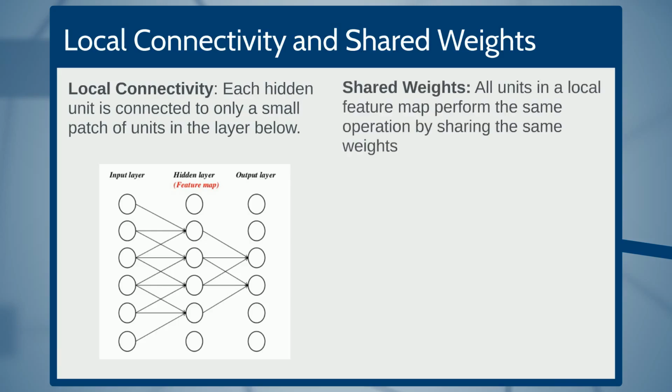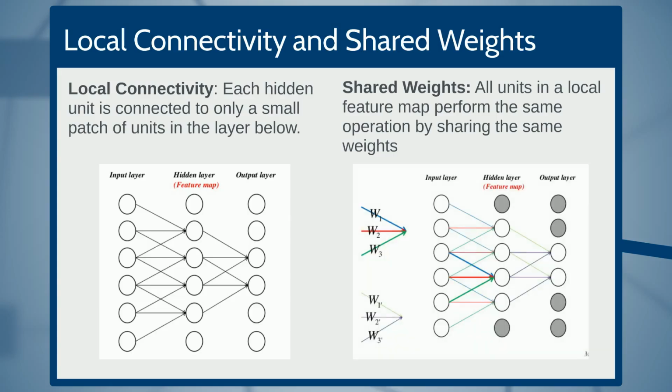We also have shared weights. In shared weights, all the units in a local feature map perform the same operation on different parts of the image by sharing the same weights. This is what that would look like a little bit. We're going to see in some later representations that we are actually going to maintain the same weights and then slide these different filters over the entirety of the image to produce our final output.